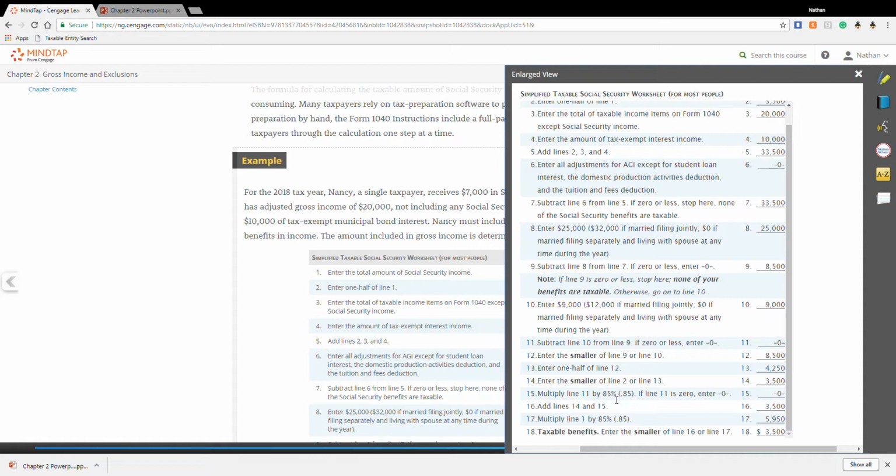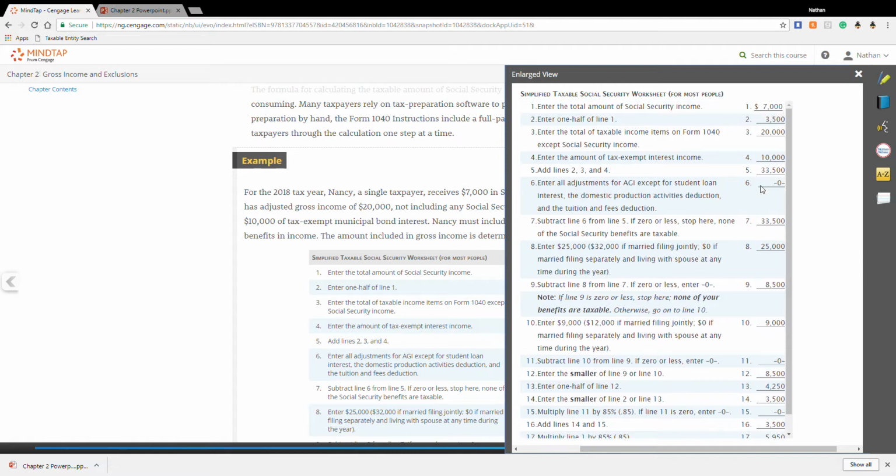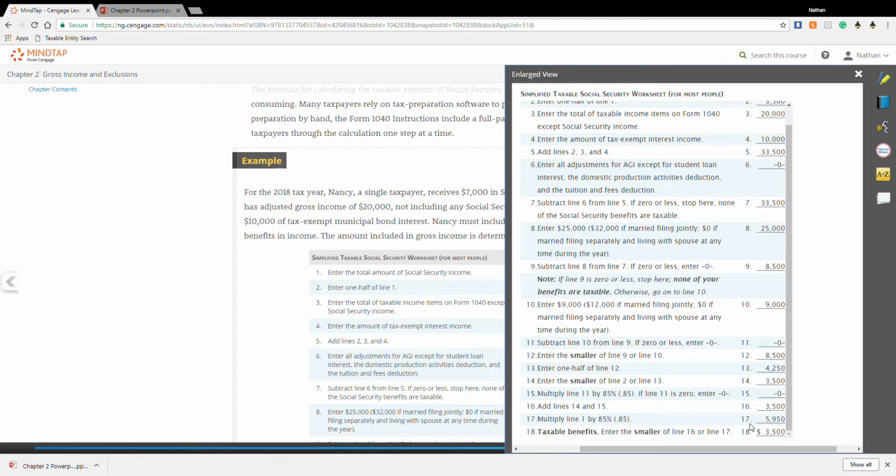Multiply line 11 by 85%, 0.85. If line 11 is 0, then 0. Well, it happens to be 0, no worries on that. Add line 14 and 15, 3,500. Multiply line 1 by 85%. So now we multiply this one by 85% because we cannot go higher than that. And enter the smaller. The smaller was $3,500. So boom, that's the benefits that we find out are taxable. Woo! Lots of stuff. I like, again, the IRS doing this. It helps things out, so we don't have to worry too much.